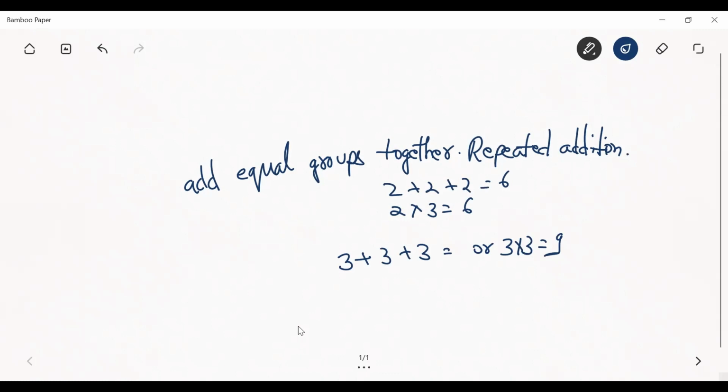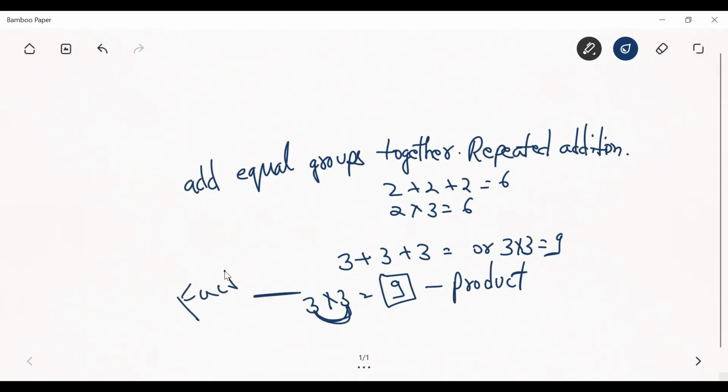Now when two or more numbers are multiplied together, what is this called? This is called the product. And the numbers which are multiplied are called factors. See, only 3 minutes are left.